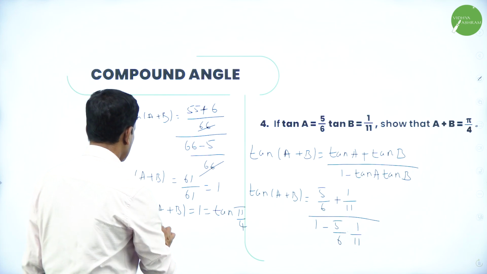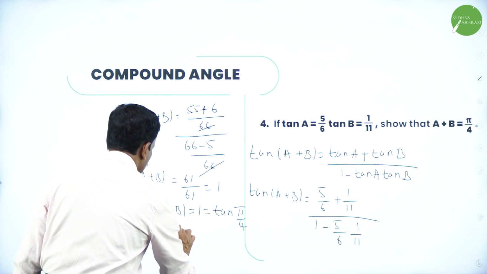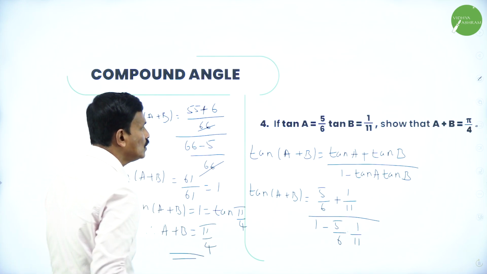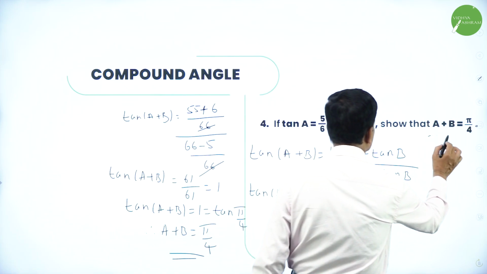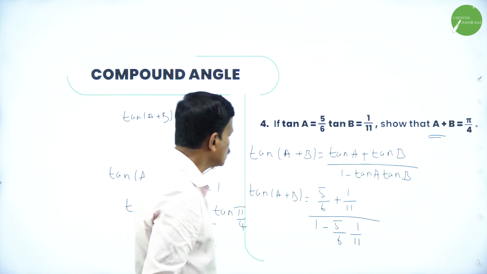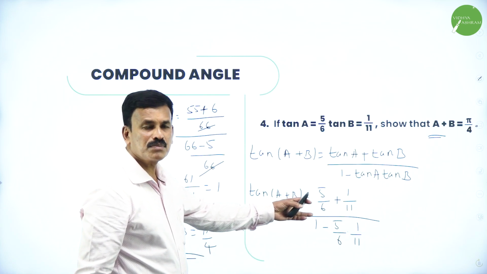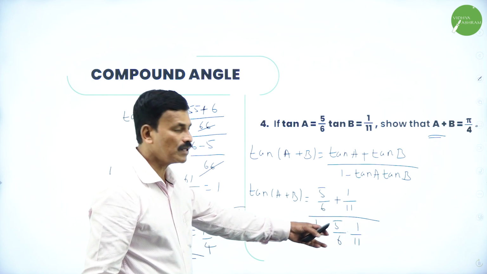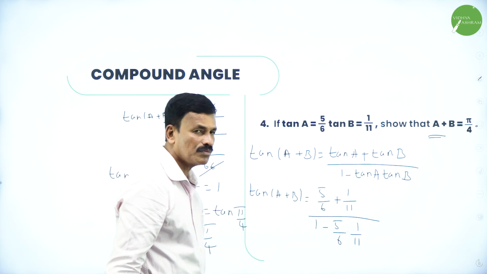So therefore A plus B is equal to pi by 4, or 45 degrees. That's it. A plus B is equal to pi by 4. Very simple concept. Just use the tan A plus B formula: tan A plus tan B divided by 1 minus tan A tan B, which is 5 by 6 plus 1 by 11 divided by 1 minus 5 by 6 into 1 by 11.